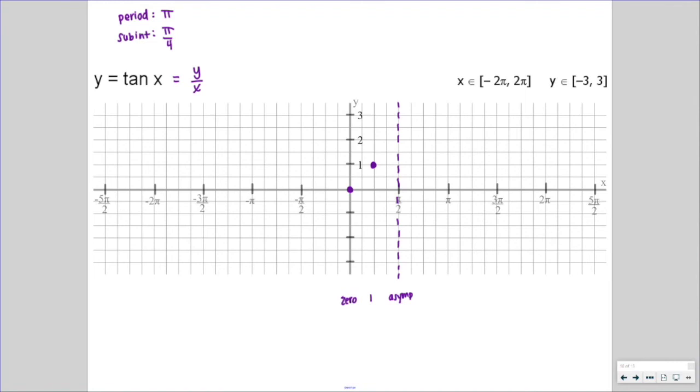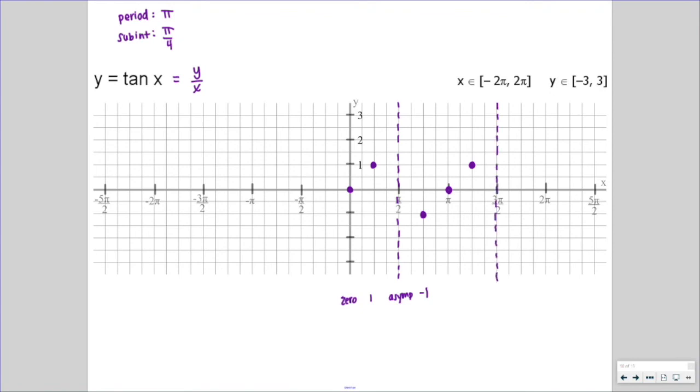Another pi over 4 gets us to 3 pi over 4, and that's where x and y are equal to one another, but one is positive, the other is negative. So at 3 pi over 4, we're at negative 1. And then at pi, we're back at 0. And then 5 pi over 4, that's in the third quadrant. That's where x and y are equal to one another again. 3 pi over 2, x is 0, so that's going to be another asymptote.